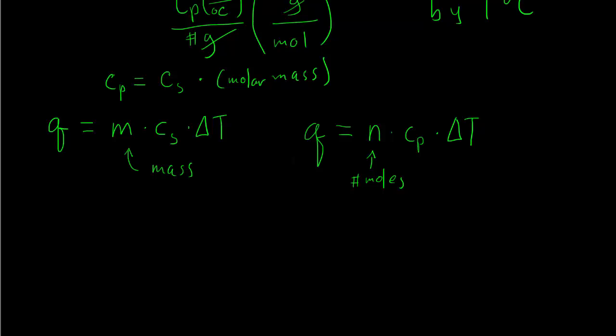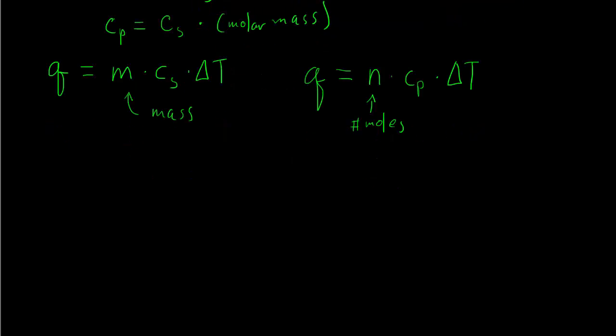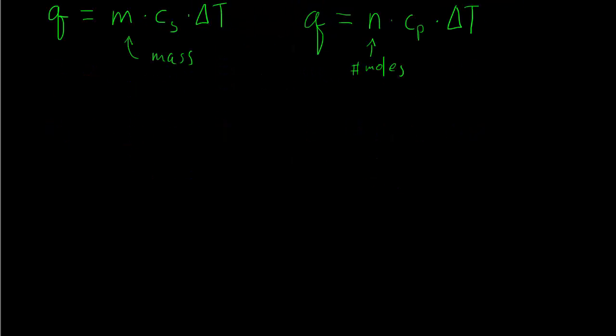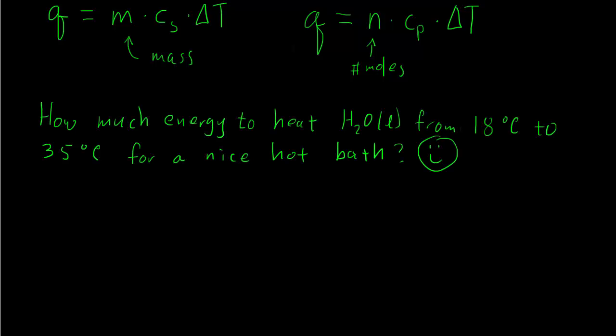So let's just do a quick calculation to see how that works. I'm going to leave those 2 equations up here so we can scroll down a little bit. And here's our problem. How much energy as heat is required to warm water from 18 degrees Celsius, that's cold water, to 35 degrees Celsius, which is nice hot water, for a bath? Okay, so we want to write the question down. So again, here's our question: how much energy to heat water from 18 degrees Celsius to 35 degrees Celsius for a nice hot bath? So before we can solve this problem, we need to know some more information.